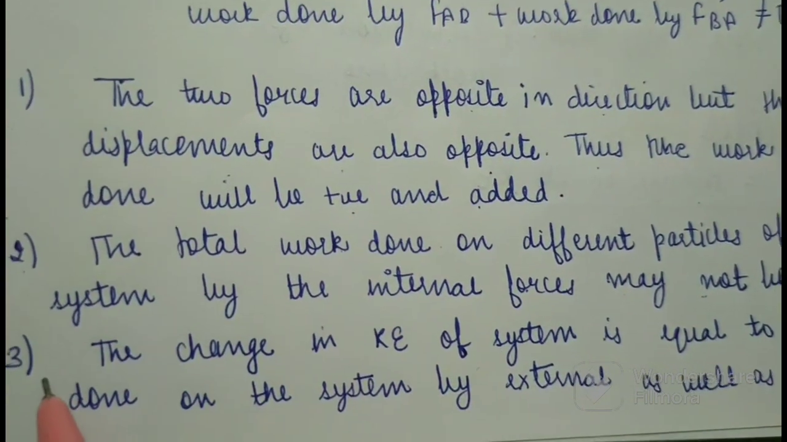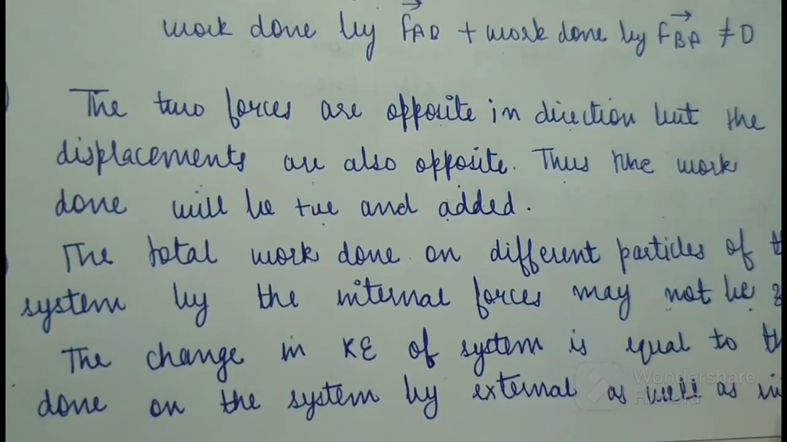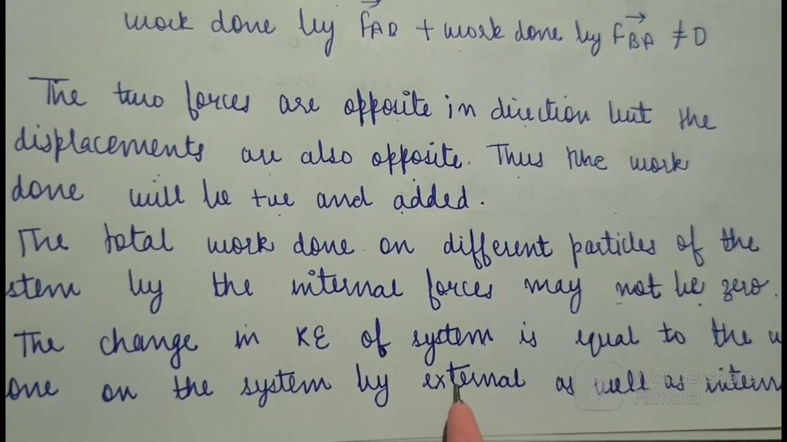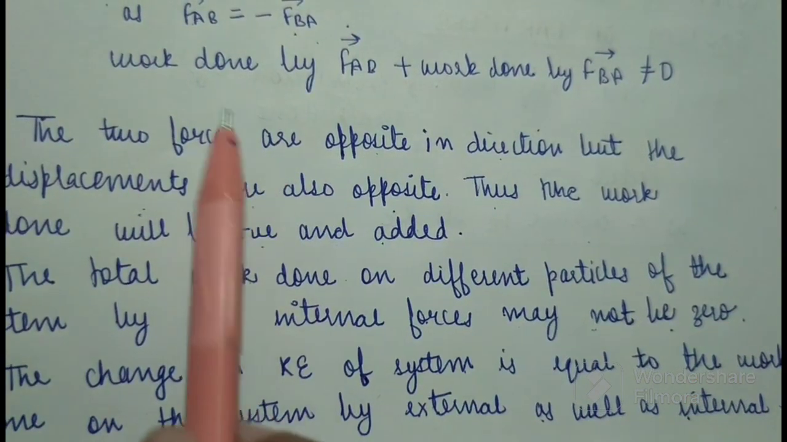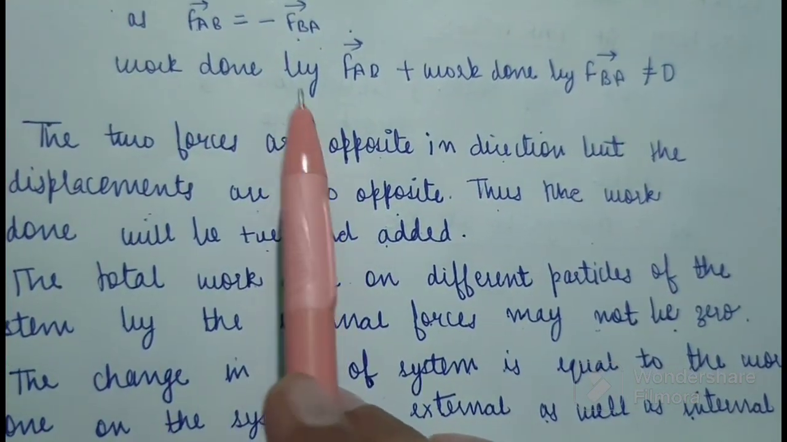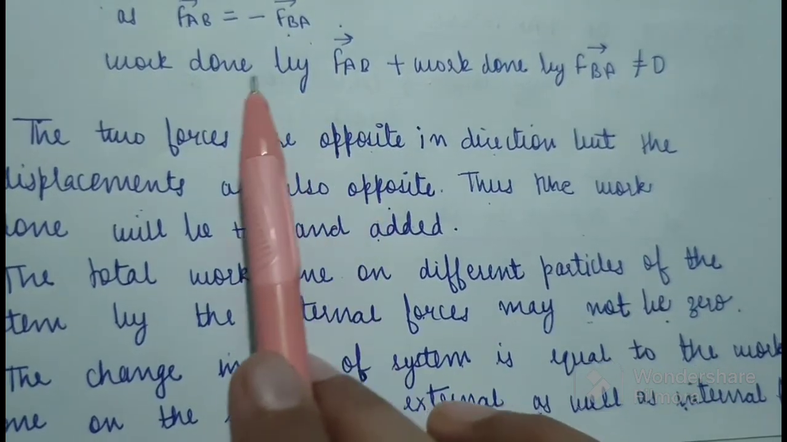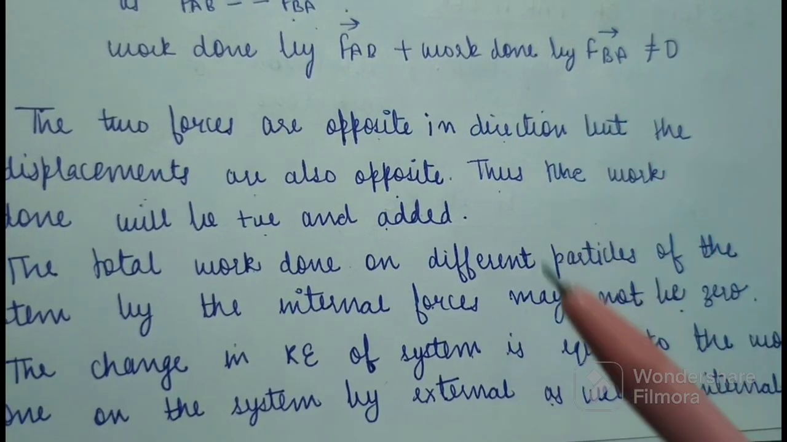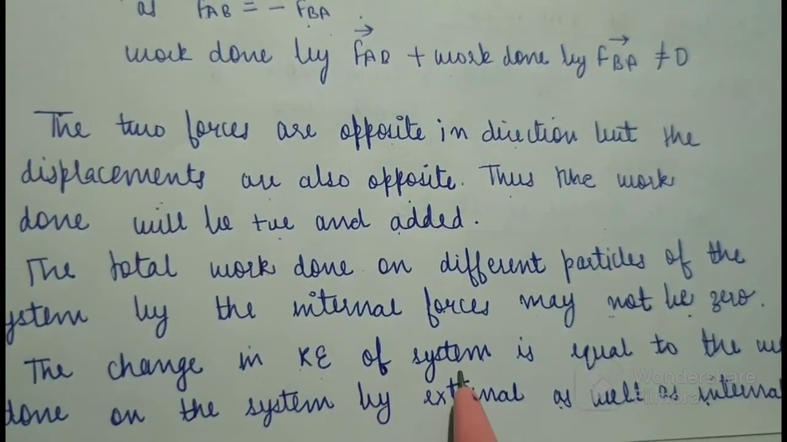Okay, now the third important point is the change in kinetic energy of a system is equal to the work done on the system by external as well as internal forces. That means कि जो हमने दो एग्जाम्पल लिए थे कि A और B पार्टिकल है, एक तो उनका अट्रैक्टिंग फोर्स लग ही रहा है, लेकिन अगर उन पर कोई एक्सटर्नल फोर्स भी लग रही है तो उसका वर्क डन भी उस पर ऐड हो जाएगा, and that is equal to the change in the kinetic energy of that system.